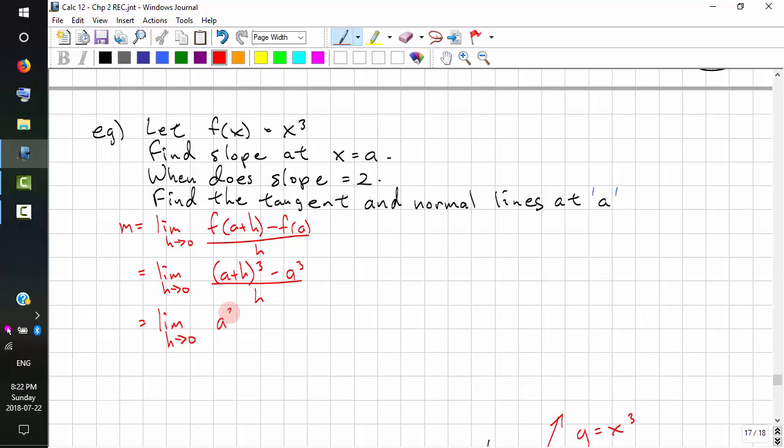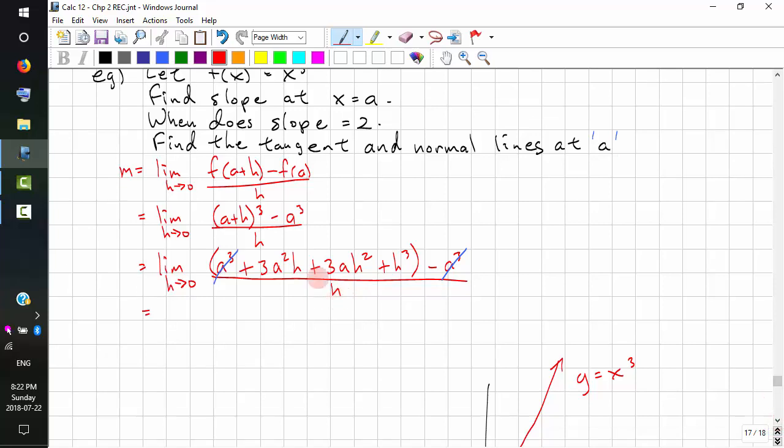Okay, so we start off with a cubed. We need to use 3 choose 1, that's 3. Decrease the exponent, increase the exponent for h. The next one is 3 choose 2, that's 3. Decrease the exponent for this one, increase the exponent for h, and plus h cubed. So that's our binomial expansion, minus a cubed all over h. We cancel out the a cubed.